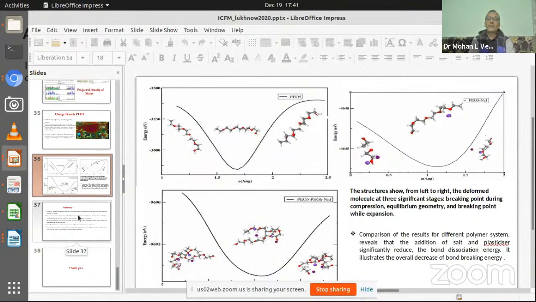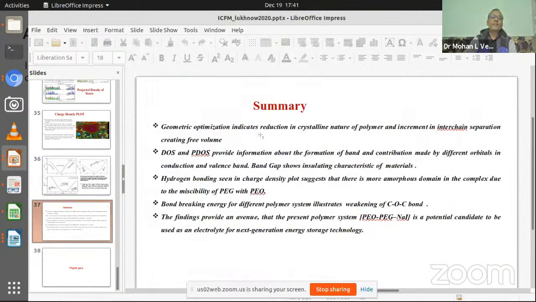Then the salt expands the bond length, and the use of plasticizer creates extra volume for the enhancement of ionic conductivity. So this is the summary. Geometric optimization indicates a reduction in the crystalline nature of polymers and an increment in the interchain separation, creating free volume. DOS and PDOS provide information about the formation of bands and the contribution made by different orbitals in the conduction and the valence band. The band gap shows the insulating characteristic of materials initially, which further decreases after adding the plasticizer as well as salts.